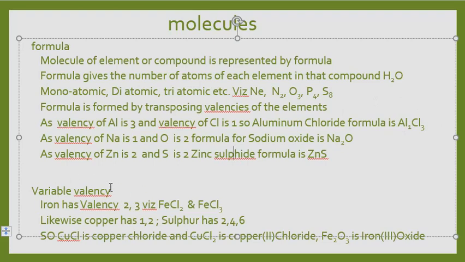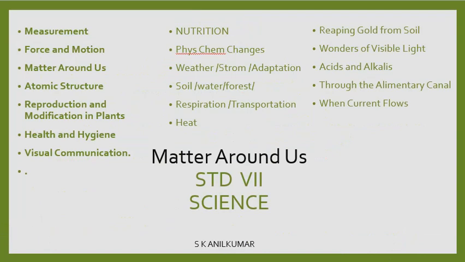Some elements have variable valency. That means what? Iron has a valency of 2 and 3 also. Then what do we write? FeCl2 is called ferrous chloride, iron 2 chloride. FeCl3 is called iron 3 chloride. So when valency 2 is used in the combination, because the valency of iron has gone to chlorine, we write it as transposed, right? Copper has 1, 2; sulfur has 2, 4, 6. So CuCl is copper 1 chloride, CuCl2 is copper 2 chloride, and in Fe2O3 we are using the third valency, it is iron 3 oxide, that is how we call it, right? This is not sulfur and oxygen, this is SO2.